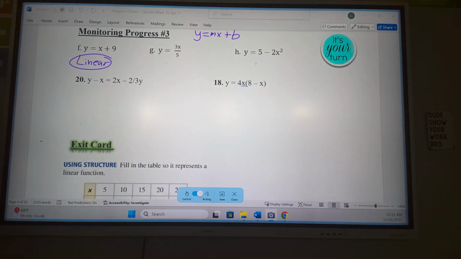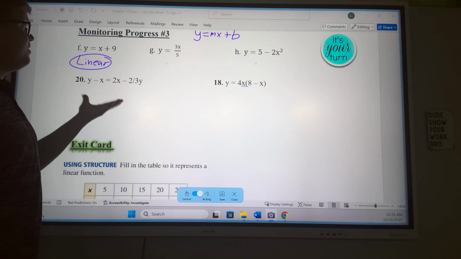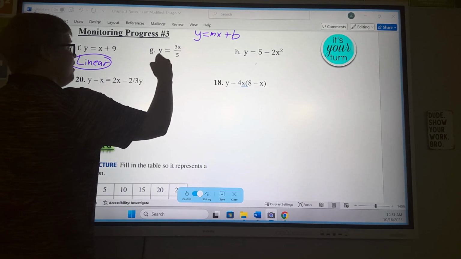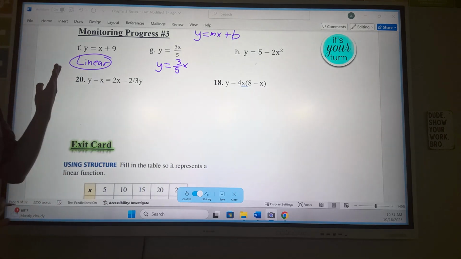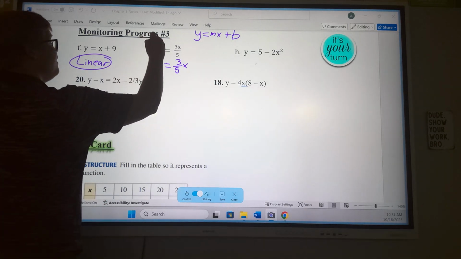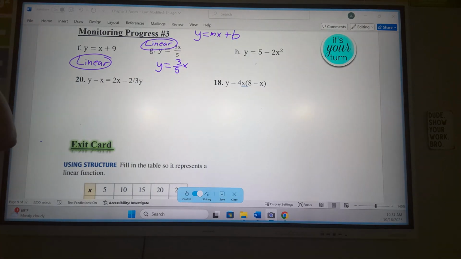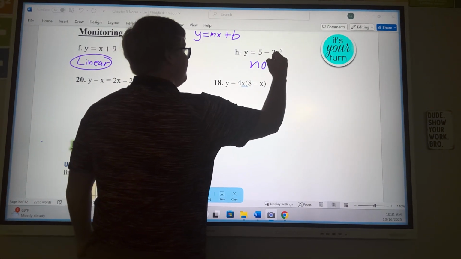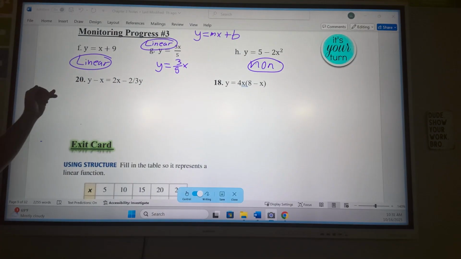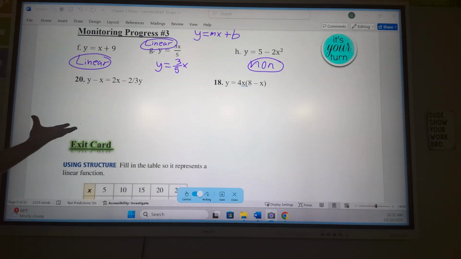Okay, g. It kind of looks confusing, right? We see 3x over 5. Well, that's just the same as y equals 3 over 5 x. So, it's linear. Okay, we look at h. We see an exponent, automatically we know that's nonlinear. We look at 20. We see y, x, x, y. The only way to tell if it's linear or nonlinear is try to put it in slope-intercept form.